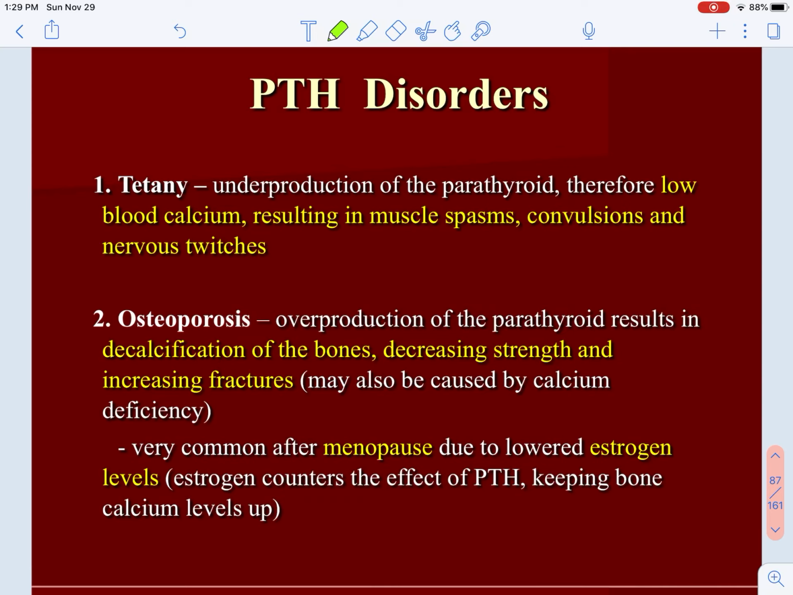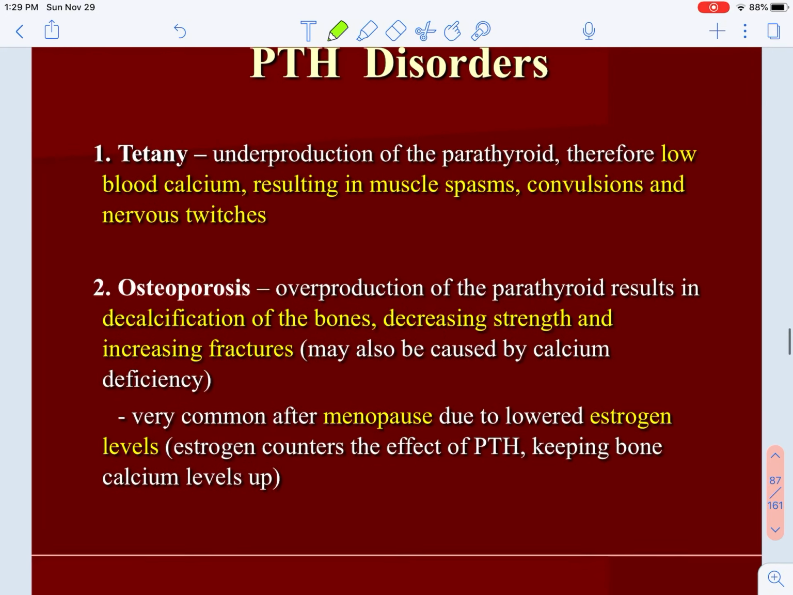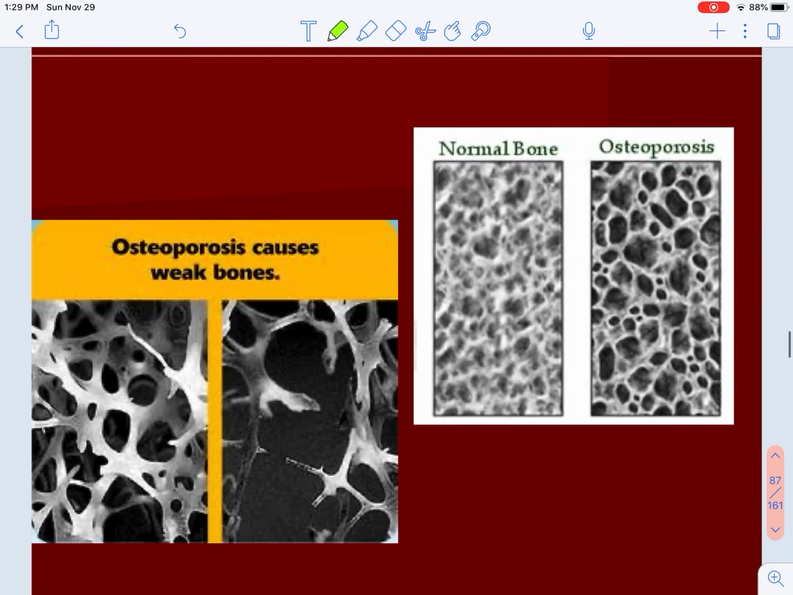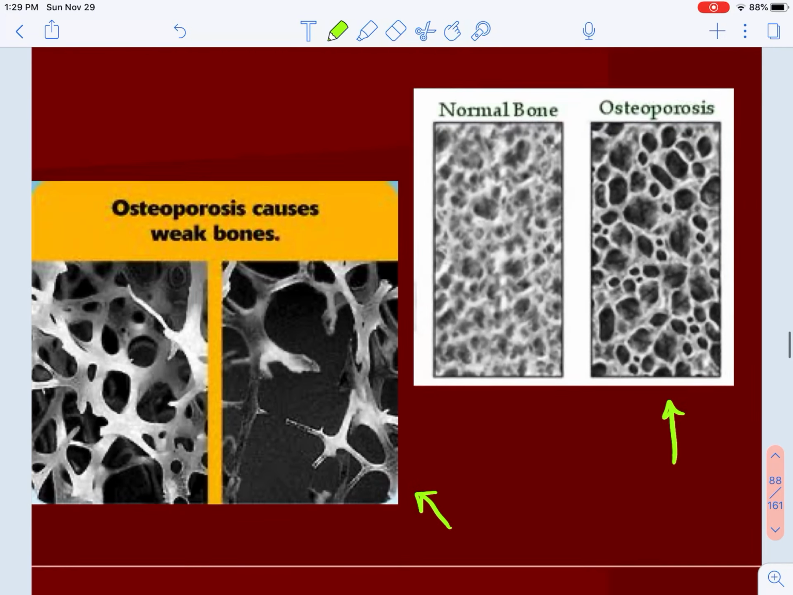The parathyroid disorders that could happen are tetany, which is muscle spasms and nervous twitches because of low parathyroid hormone. And then osteoporosis: if there's too much parathyroid hormone, it'll continue to take so much calcium from the bones that the bones can get porous. So you can see what it looks like here in an osteoporosis patient.